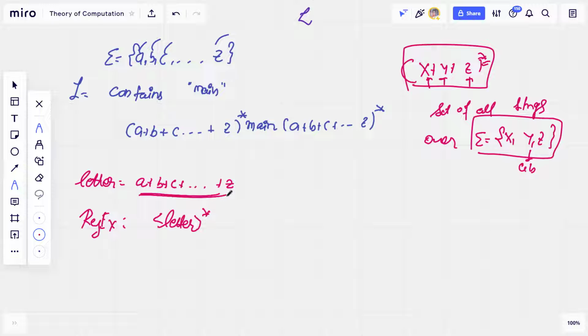Okay, fine. So where was I? Yeah, any number of letters first, then main, and then any number of letters after it. This star represents any number of times this letter can come.